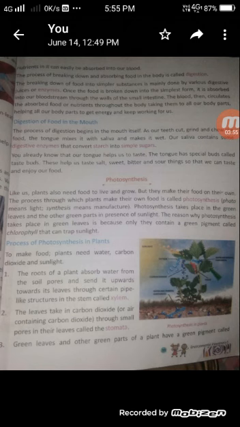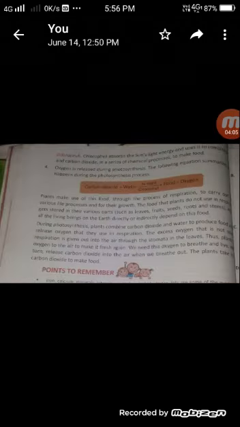Second, the leaves take in carbon dioxide or air containing carbon dioxide through small pores in their leaves called the stomata. Third, green leaves and other green parts of a plant have a green pigment called chlorophyll. Chlorophyll absorbs the sun's light energy and uses it to combine water and carbon dioxide in a series of chemical processes to make food. Fourth, oxygen is released during photosynthesis.